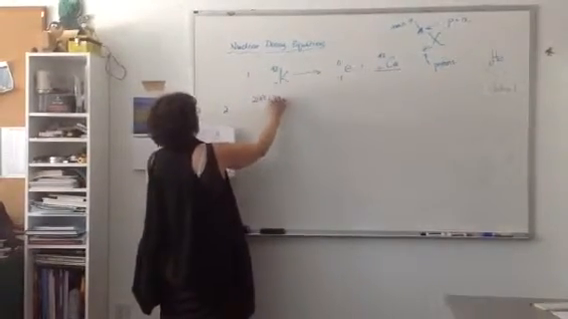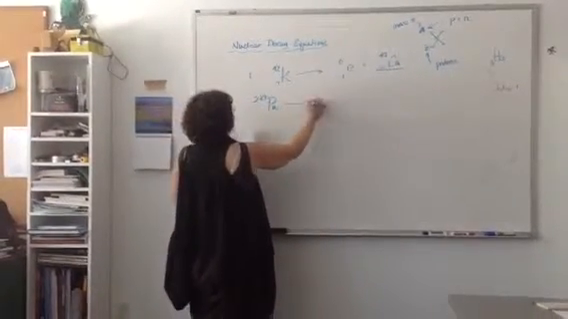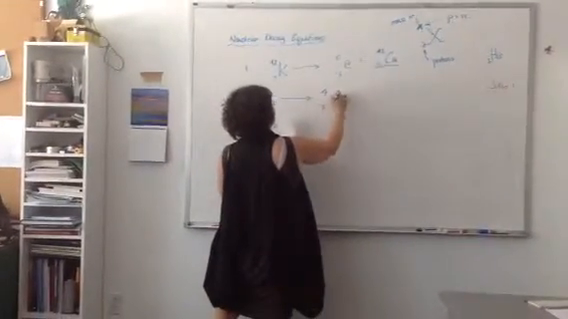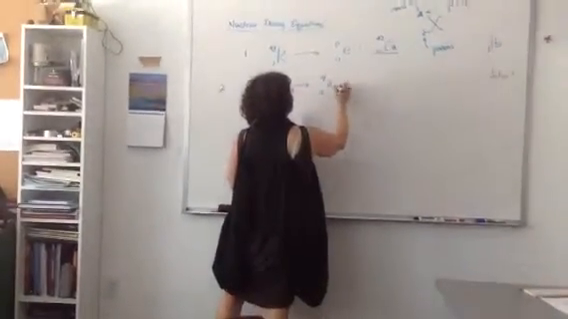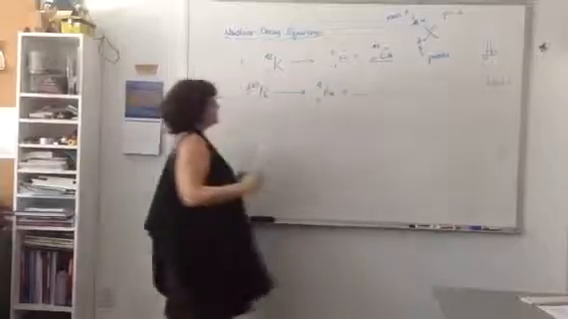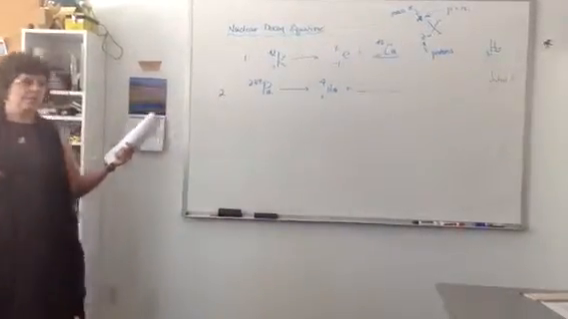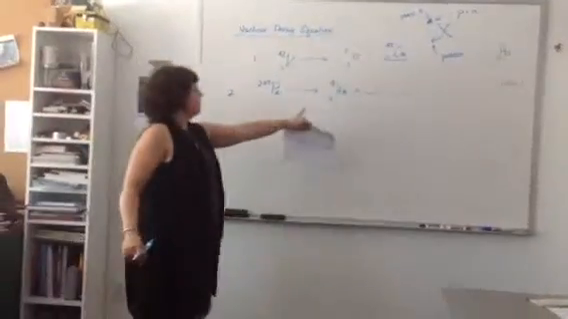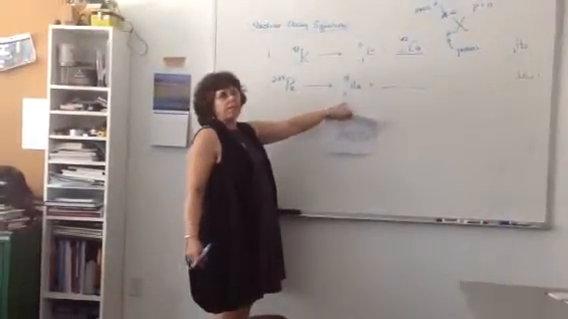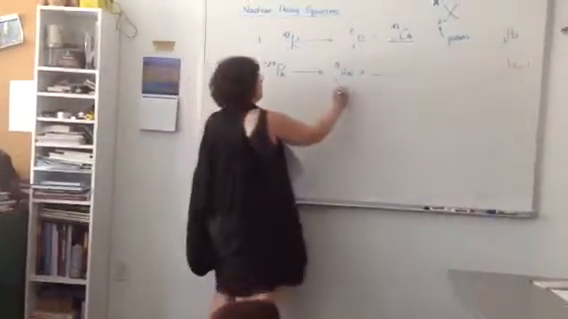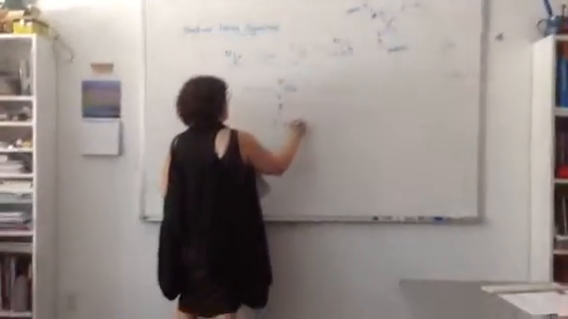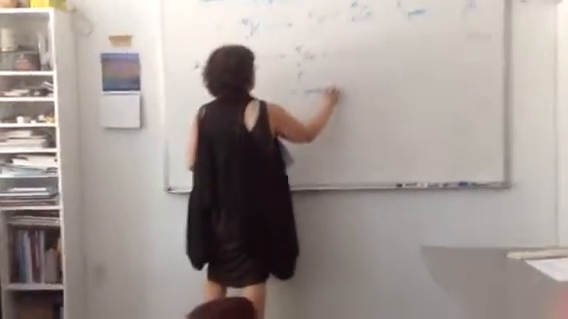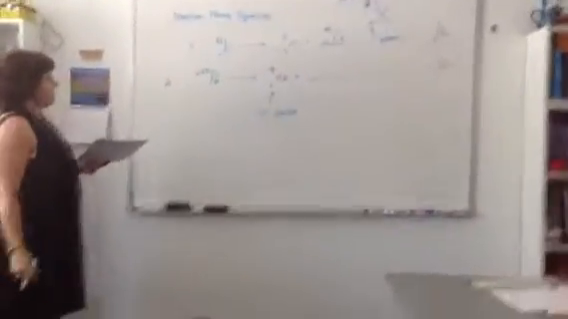Plutonium 239 goes to helium 4 (alpha) plus something. And what kind of decay is this? Alpha. Alpha particle. Awesome. So plutonium emits an alpha particle.